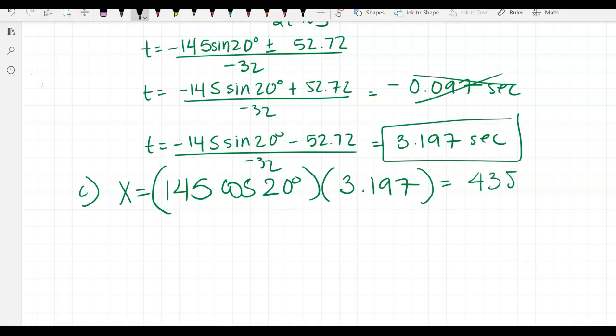$435.6, and this is feet, right? All right, next part, Katie. When is the ball at its maximum height? Determine the maximum height. So "when" means time, right, guys? So we're looking for the vertex.